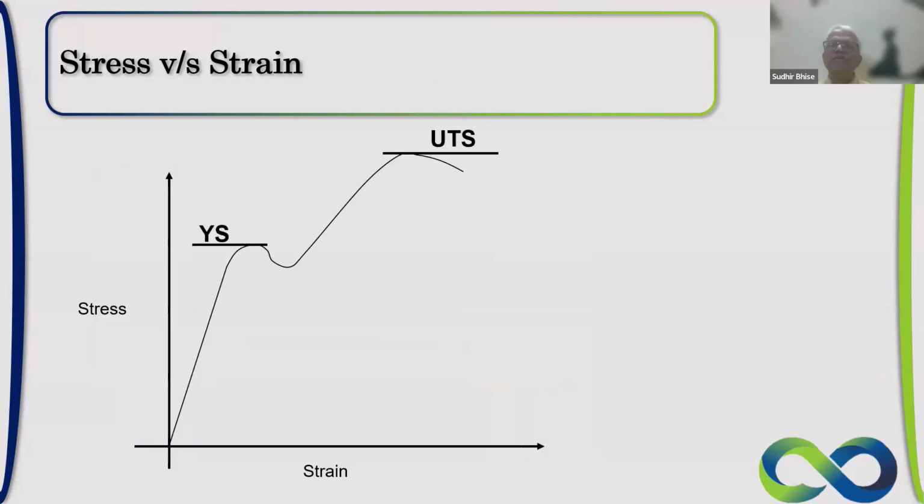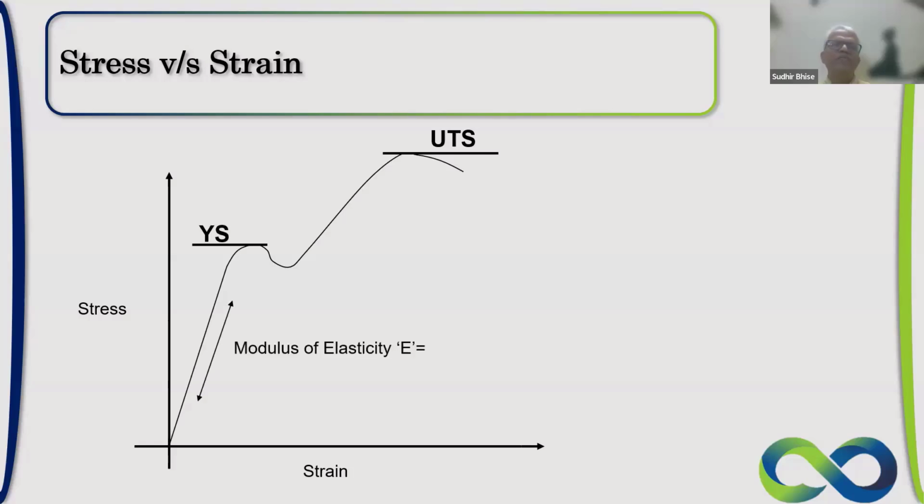Okay, so everybody is aware of this chart, stress versus strain curve. YS is what? Yield strength and ultimate tensile strength. So YS and UTS, they will be ruling the requirement of the design of the components. And what is this slope called?